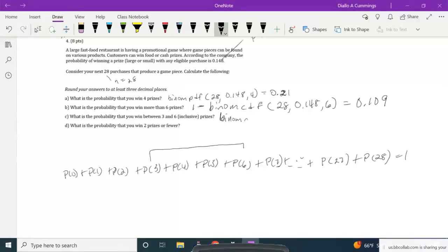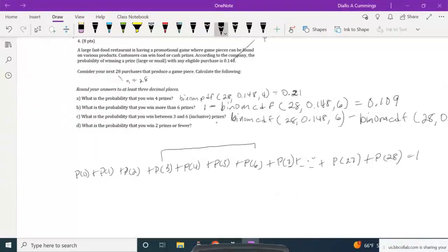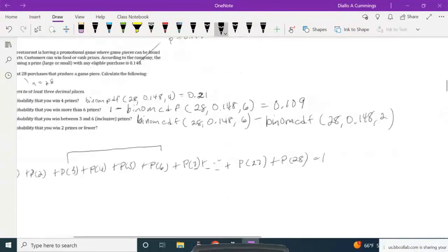Binomial CDF 28, 0.148, 6. So that's going to give me all the probabilities from 6 to 0, minus binomial CDF 28, 0.148, 2. That's going to give me the probability from 2 through 0. And then I'm going to subtract, and that's going to give me 3 through 6.